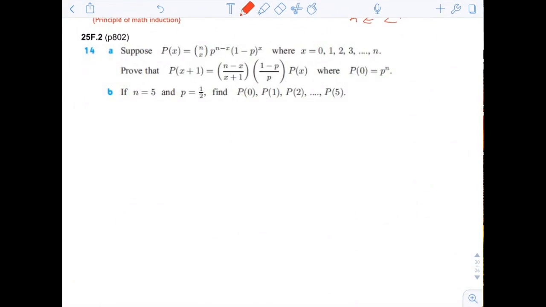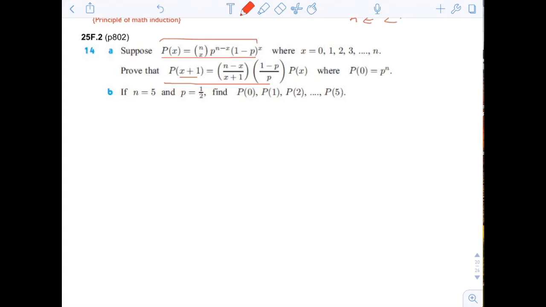Okay, 25F2, number 14. This is in the probability section. So this isn't a mathematical induction proof, but it's similar to the techniques used in it, so I saved this problem too. First of all, they give us the probability formula for x occurrences of a binomial distribution. And then they say, if you know that this is true, it's kind of like we assume this is true. It's like not the base case, but the step case. And then if you know that's true, then try to prove that this case is true, which is kind of like the k plus one case.